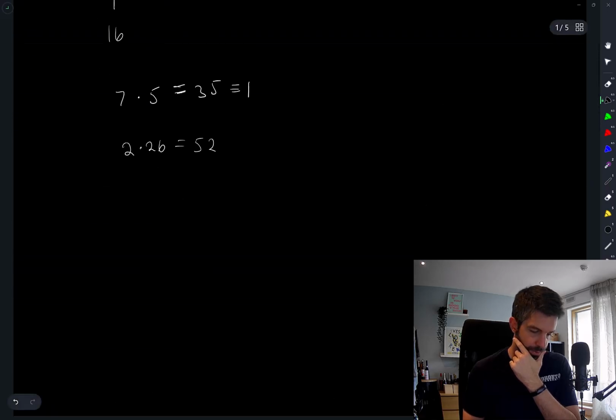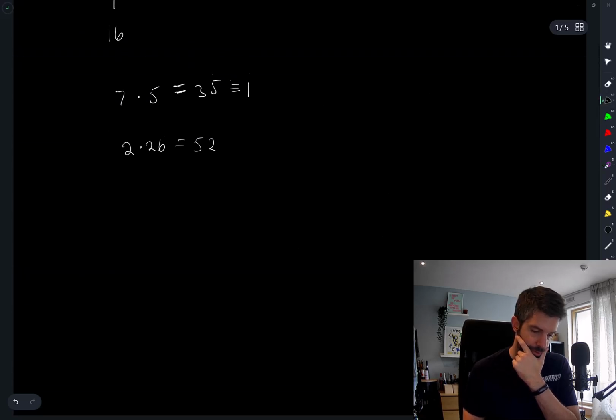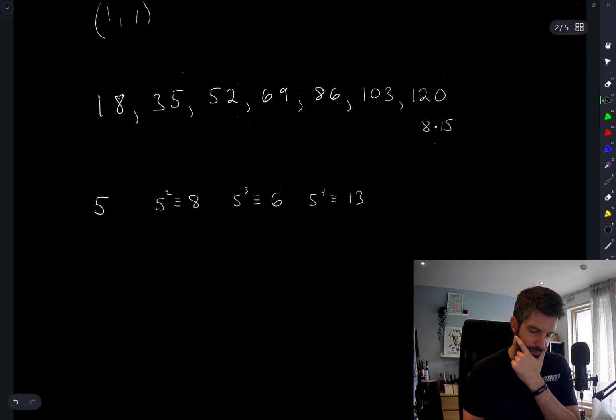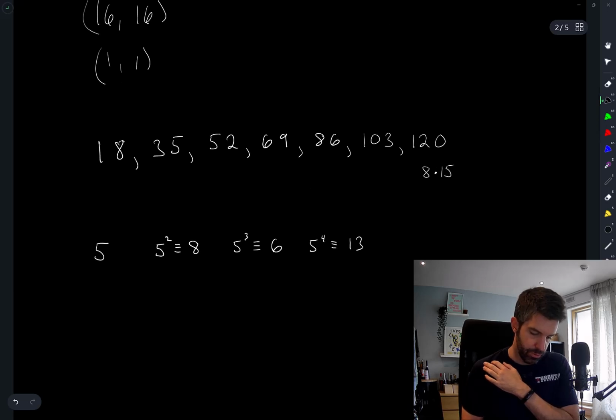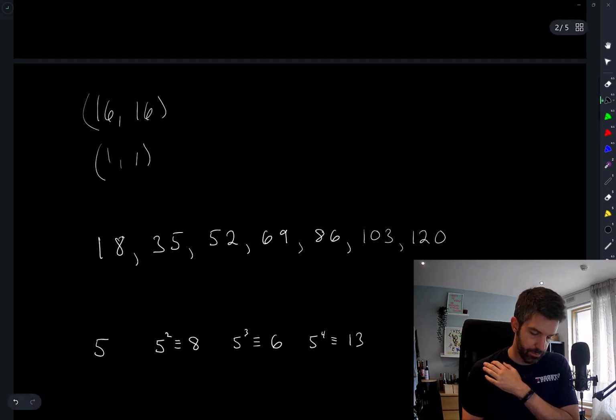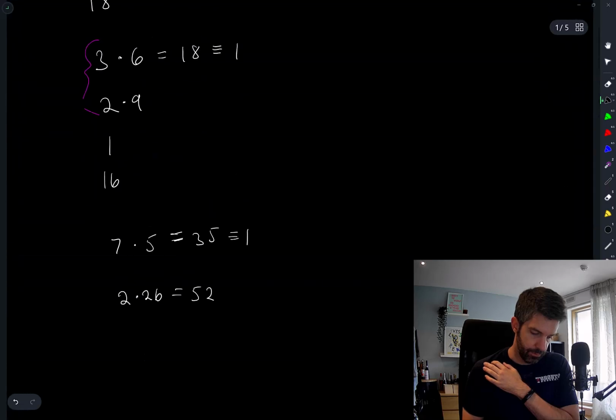What is the thing that pairs with 5? 7. So 7 to the 4 mod 17 is what pairs with 13. Well, 6 pairs with 3. So 3 times 7 is 21. 7 to the 4 is equal to 21 times 7. Hold on. 6.